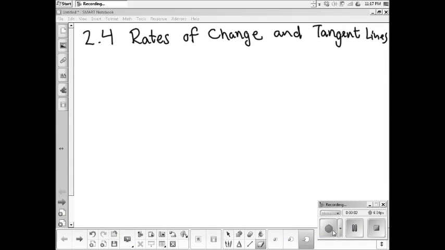Welcome to 2.4 Rates of Change into Tangent Lines. Okay, so we want to go ahead and talk about average rate of change.